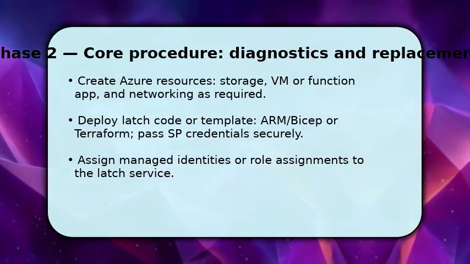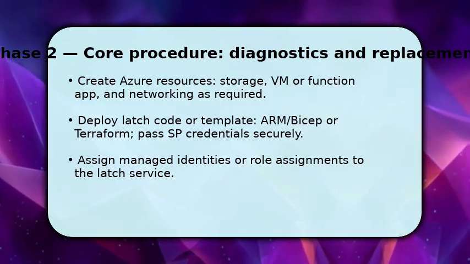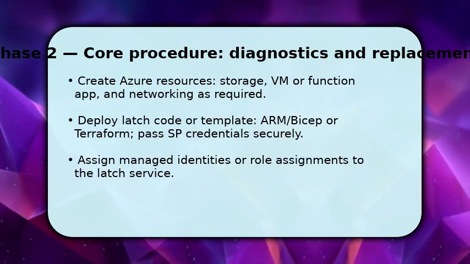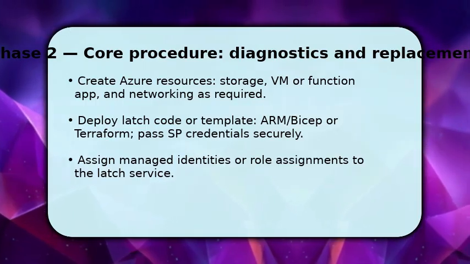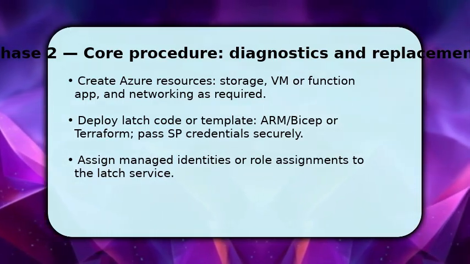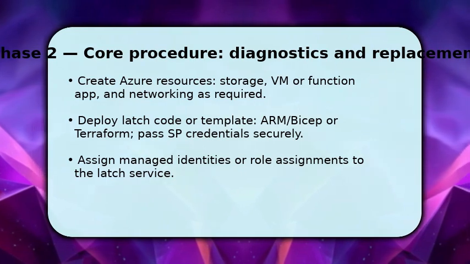Deploy storage, compute, and networking resources, then attach a managed identity or explicit role assignments to the Latch service. This gives it the rights to act without exposing secrets. Make sure deployment outputs include endpoint and permission checks, and validate connectivity.